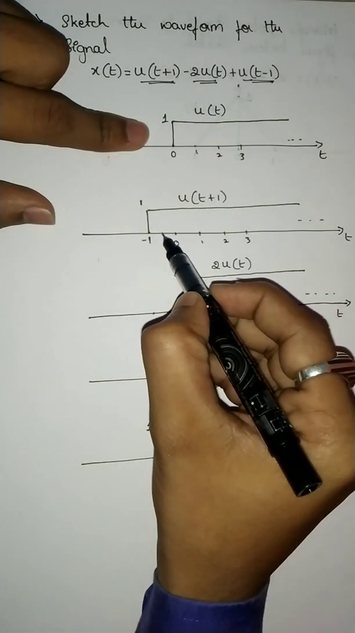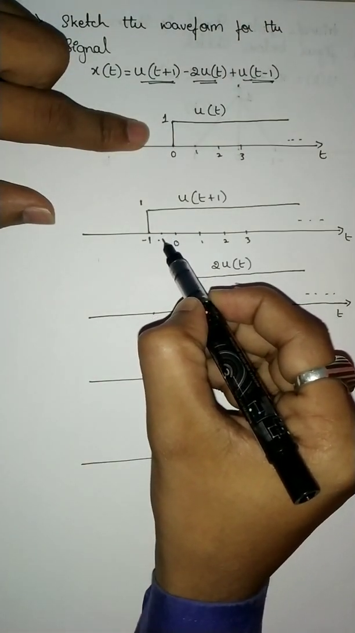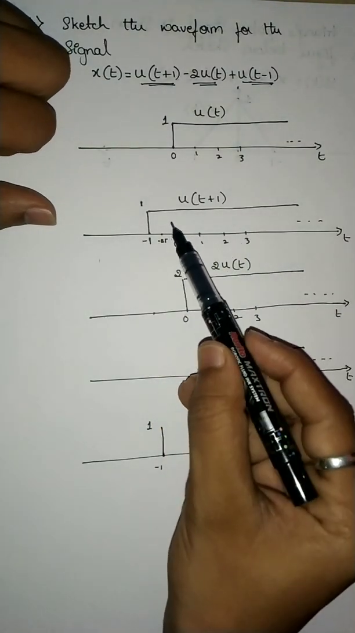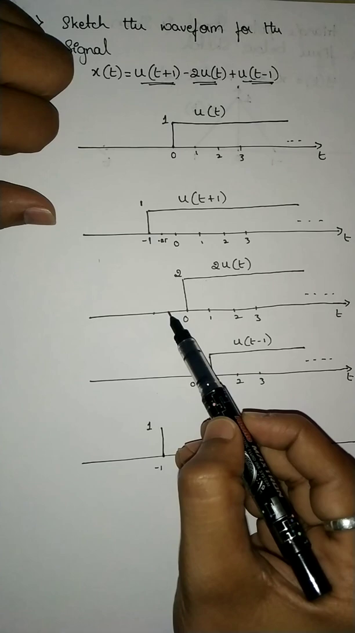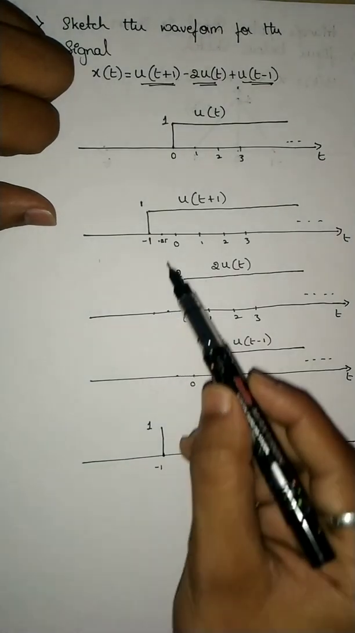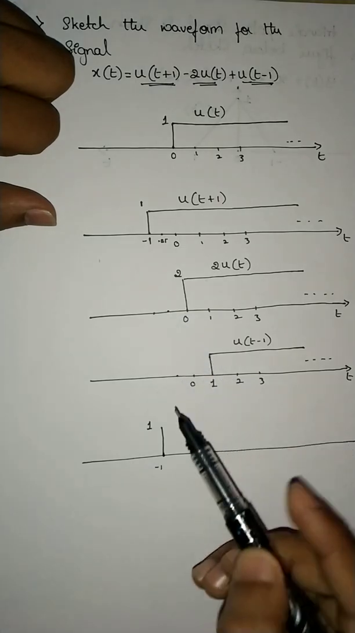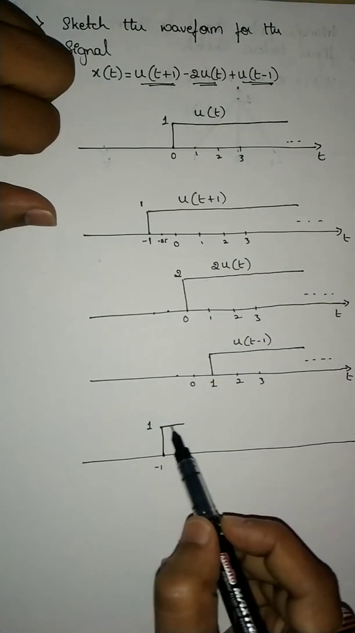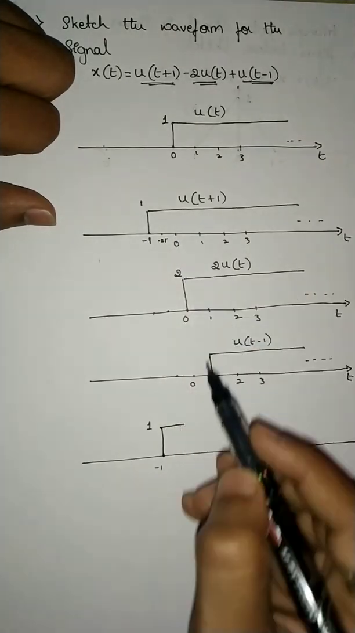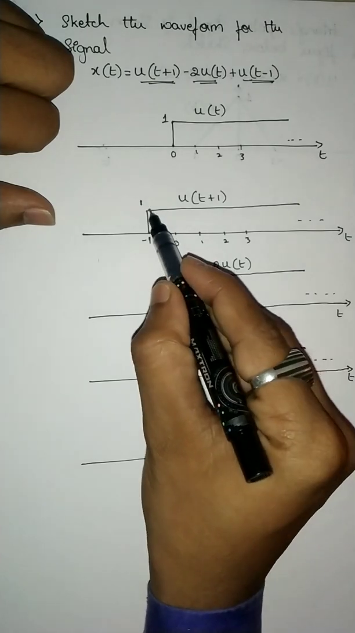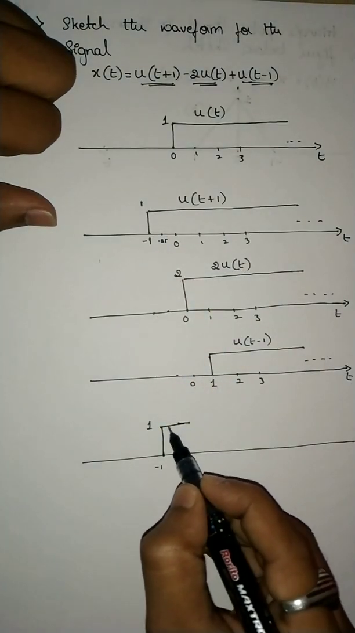And at minus 0.5, the amplitude is 1 for u of t plus 1 and 0 for the others. 1 minus 0 plus 0 is again 1, and it stays the same till 0. Till 0 we have only u of t plus 1 as the signal. We will get amplitude 1 till 0.